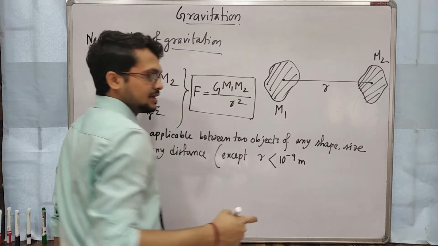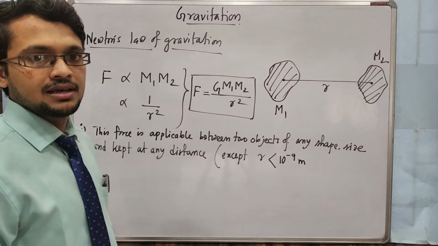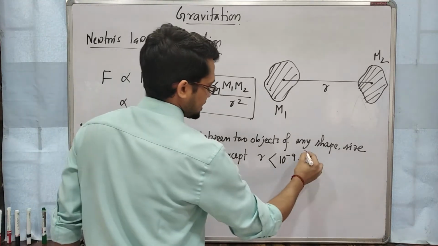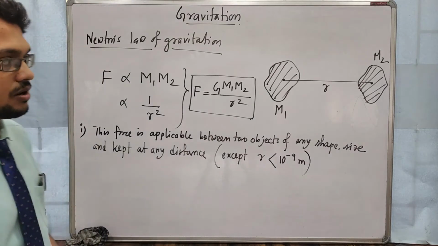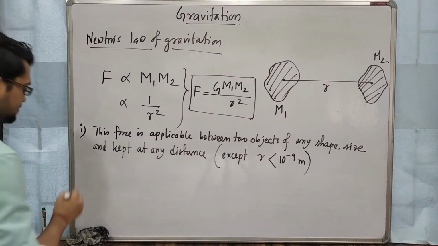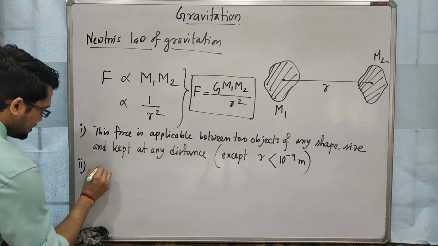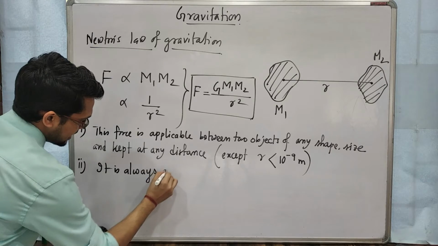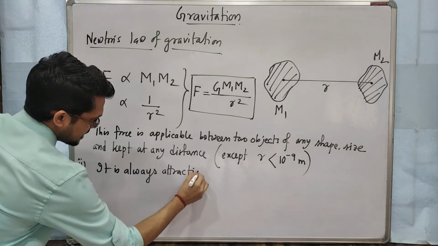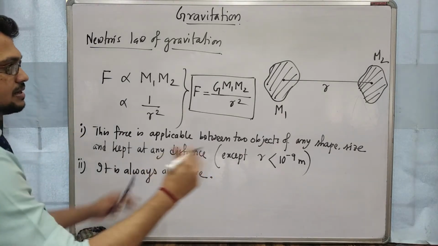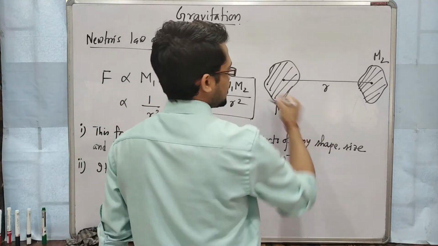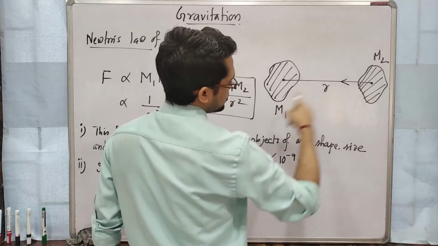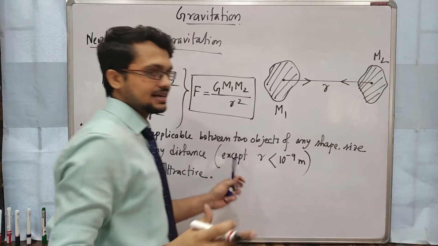Okay, that means in the order of atomic radius, or atomic distance, we cannot apply this gravitational law. Then this law is not applicable. Second point, it is always attractive. So from this you can understand that M1 will attract M2 in this direction, and M2 will attract M1 in this direction. They will attract each other.